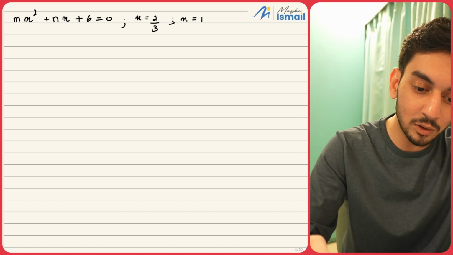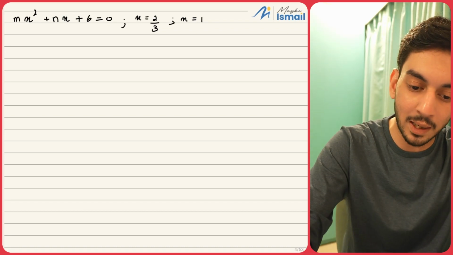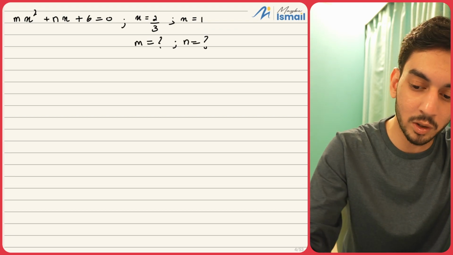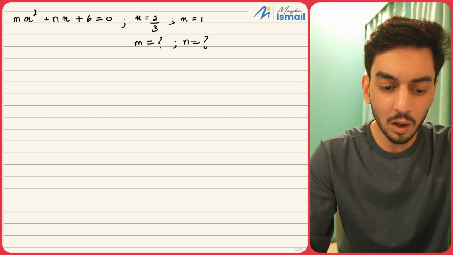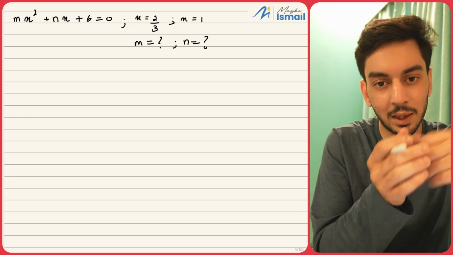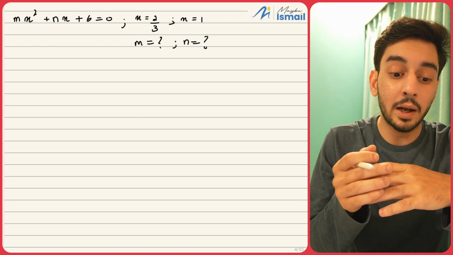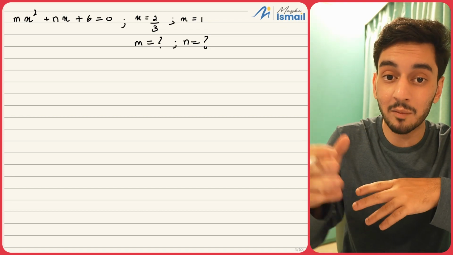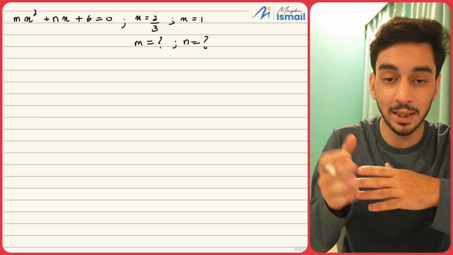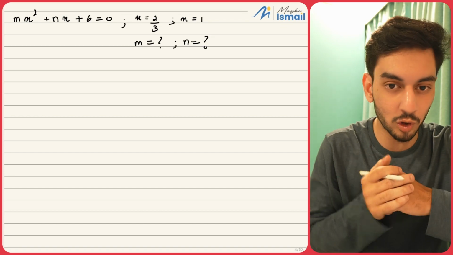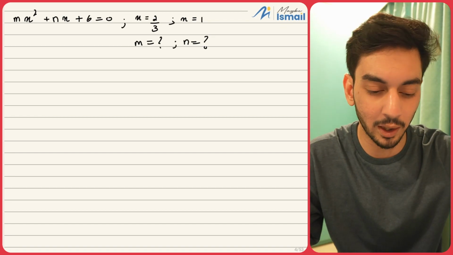And the question follows, and it says find the value of m and n. So that m is equal to question mark and n also equal to a question mark. The general idea remains the same. I just plug in the value of x as 2 over 3, get an equation out of it, and I'll be left with an equation which will have m and n both. So for that, I've been given another value of x, which is x equals 1. I plug in that value of x and I get another equation and solve those two equations simultaneously and see what I get. Okay, let's start.